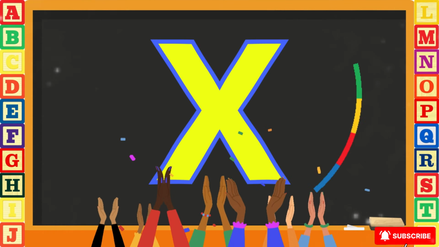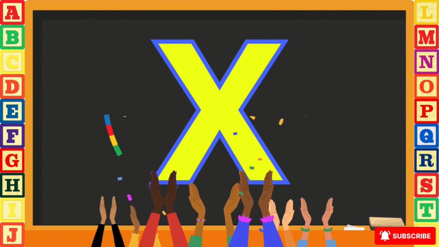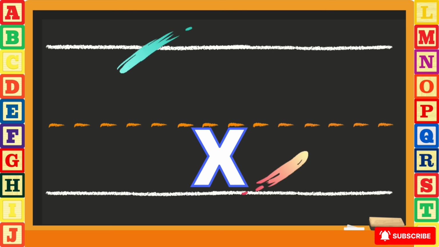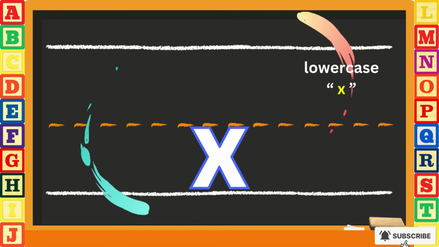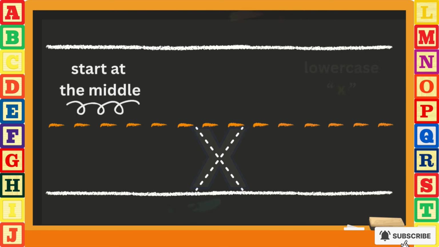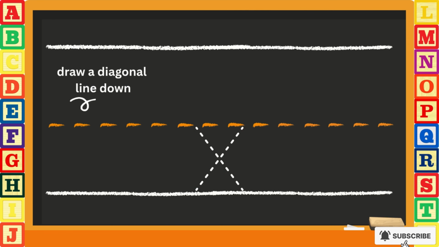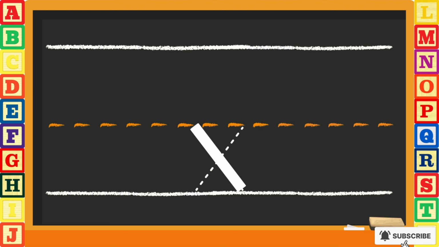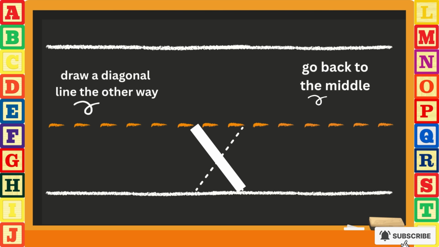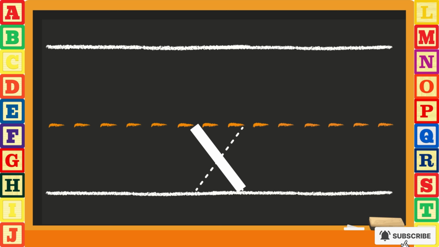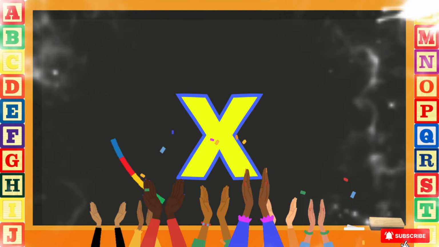Good job, kids! Now, let's write the small letter X. We call this lowercase x. Start at the middle and do a diagonal line down. Go back to the middle and do a diagonal line the other way. Fantastic work, kids!